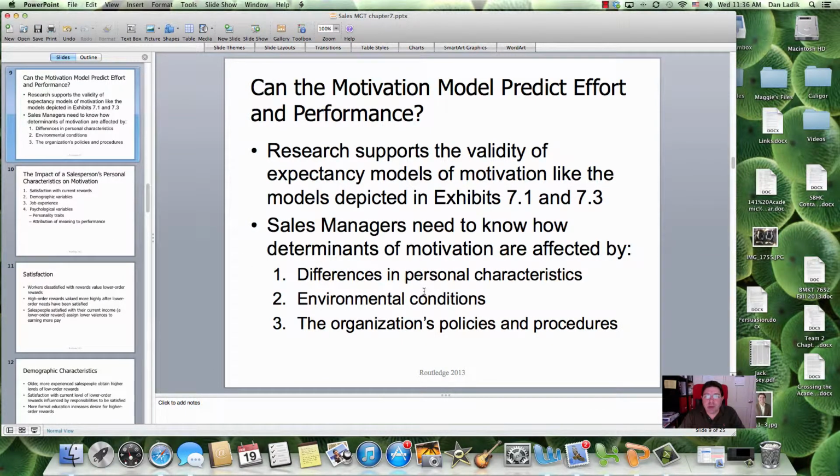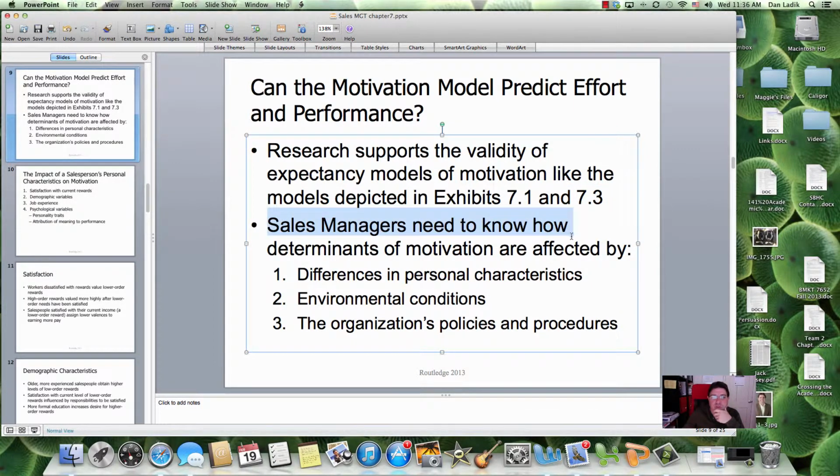Can the motivation model predict performance? Yeah. We see that motivation is strongly linked to performance expectations and performance reviews and performance measurements. Research supports the validity of the expectations model, like the two exhibits that I just showed you. Now, just so you know, studies rarely test that whole model at once. They tend to test elements of it, and that model is actually components of many different models.